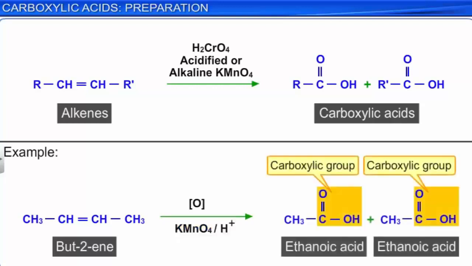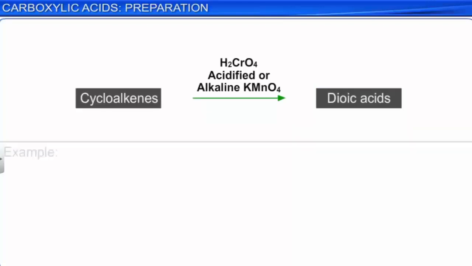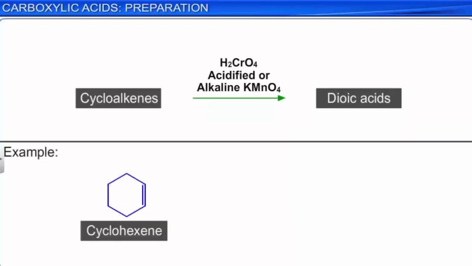Cycloalkenes, on the other hand, are oxidized to dioic acids under these conditions. For example, cyclohexene, on heating with acidified potassium permanganate, undergoes oxidation to adipic acid or hexane 1,6-dioic acid.